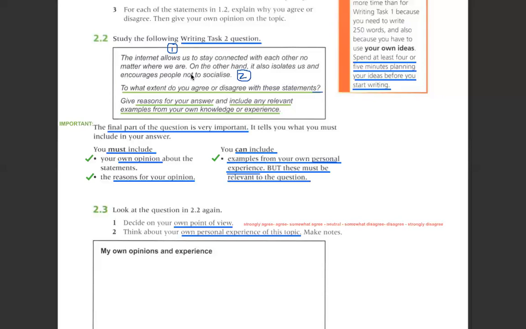All right, you don't have to include examples. If you can't think of any, that's okay. But if you have some examples, you should include them. Remember that they must be relevant, which means connected to the topic. Okay. But what's most important here is that you include your opinion and then you give reasons for it.